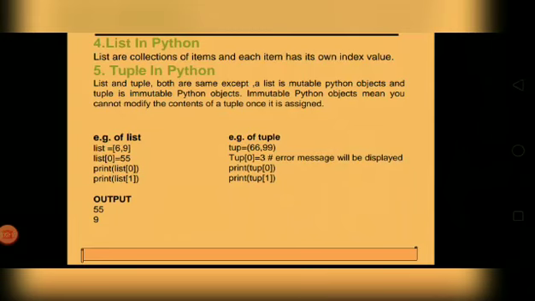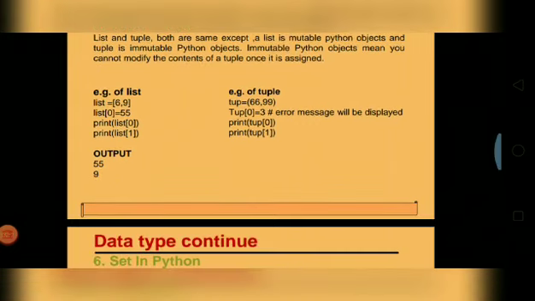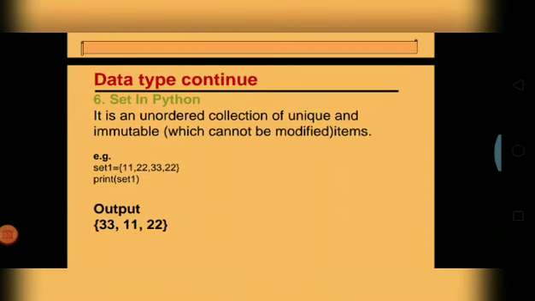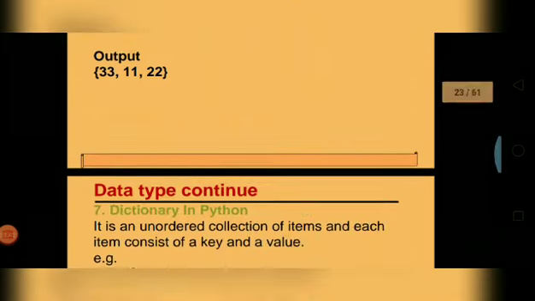And how to declare it? As you know, in a list we use the square brackets, and here we are using simple round brackets. After that we have the set in Python, but we haven't discussed it, so here is only the definition of a set. A set is an unordered collection of unique items. An example is also given here, with curly brackets.